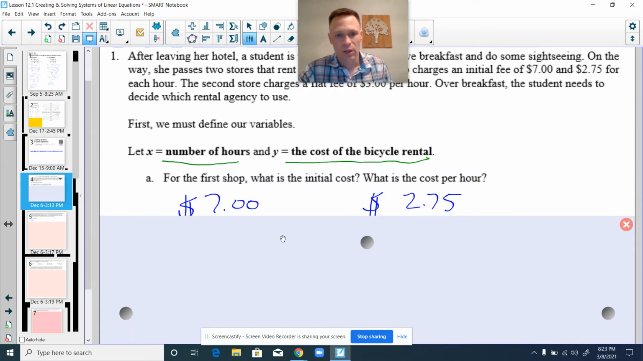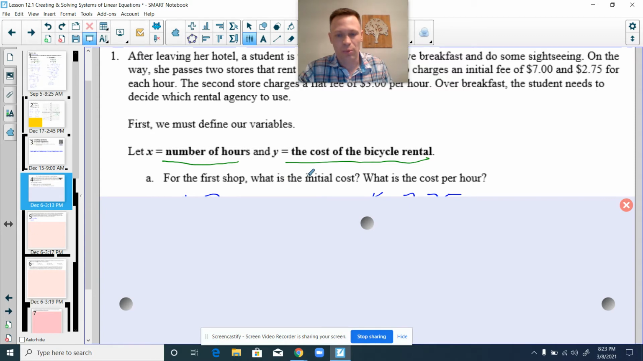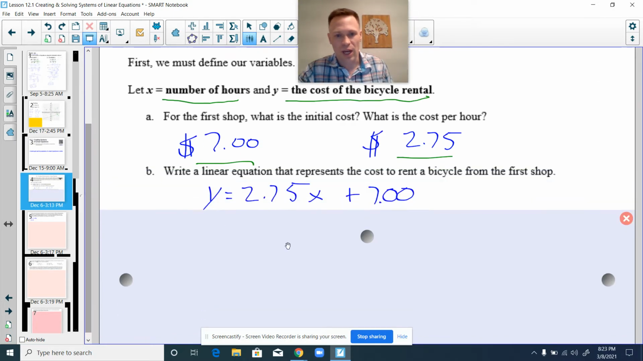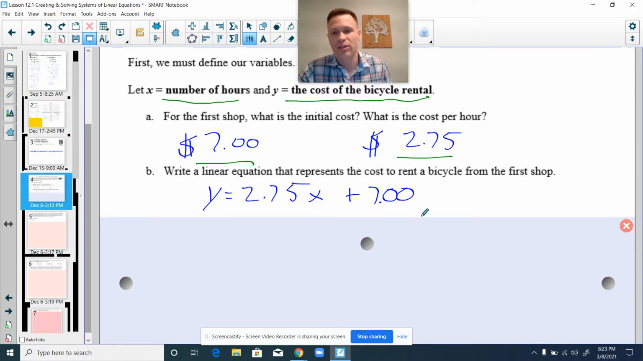All right. The first thing says for the first shop, what is the initial cost? So the first shop's initial cost is $7, but then they charge $2.75 per hour after that. So that's the cost per hour. For part B, we're going to write a linear equation. So the total cost, which is y, is going to be equal to that 2.75 times the amount of hours, which is what x is, plus the $7 initial charge I have to pay no matter what.